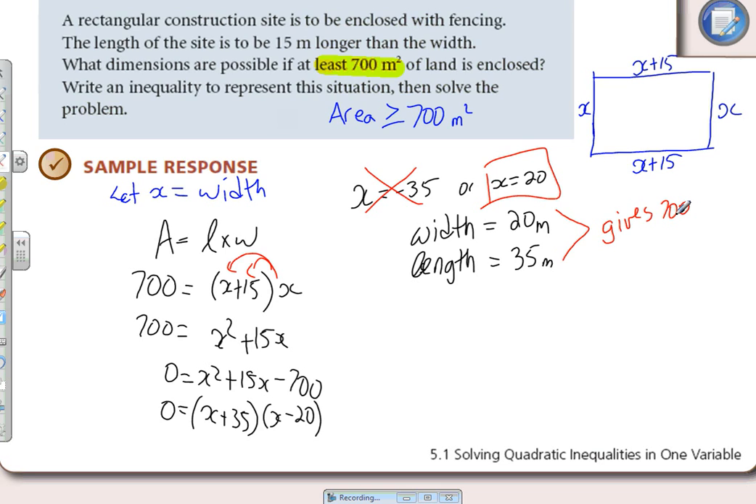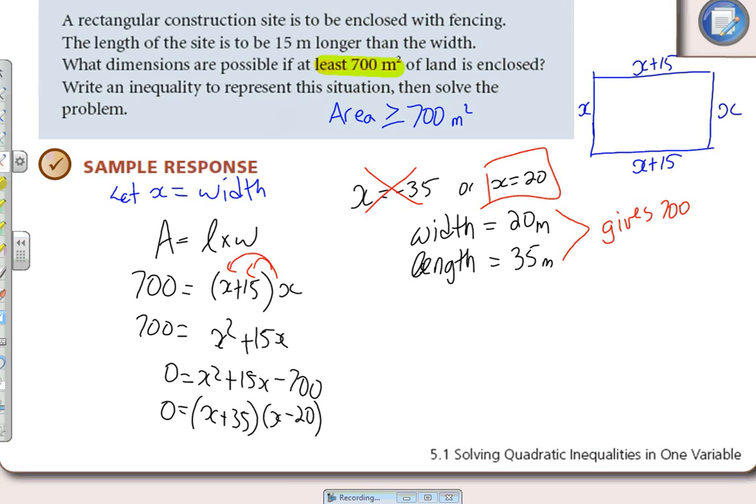So if the width is greater than 20, with the length still at 15 more, then any width greater than 20 is going to give us more than the 700 meters squared. If we have a length greater than 35, the width would be less by 15, then it's going to give us more than the 700.